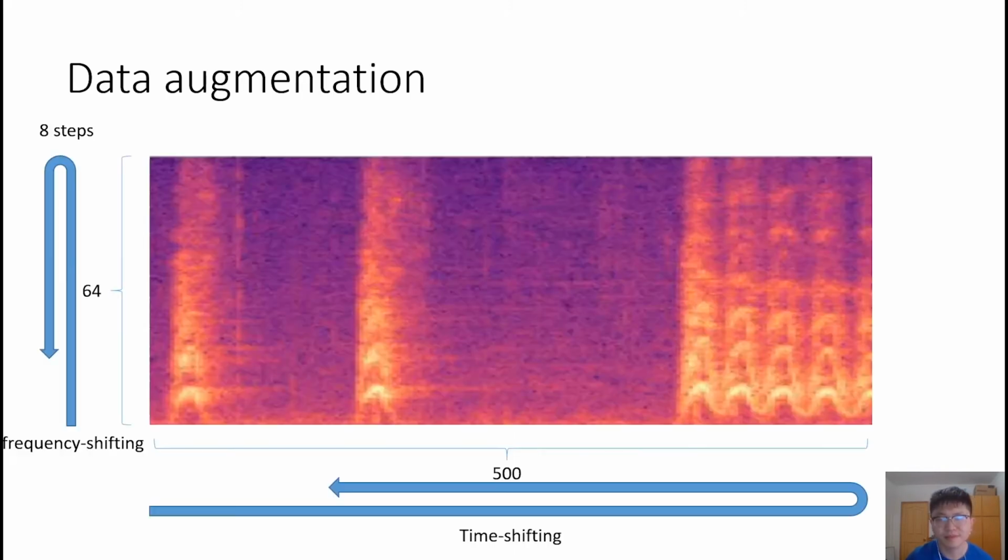The third part, experiments. Data augmentation. For all training data, we use time shifting and frequency shifting to generate augmented data. For time shifting, all frequencies are shifted for exactly 90 steps. For frequency shifting, all frequencies are shifted for exactly 8 steps. The ratio between original data and augmented data is 8:1.